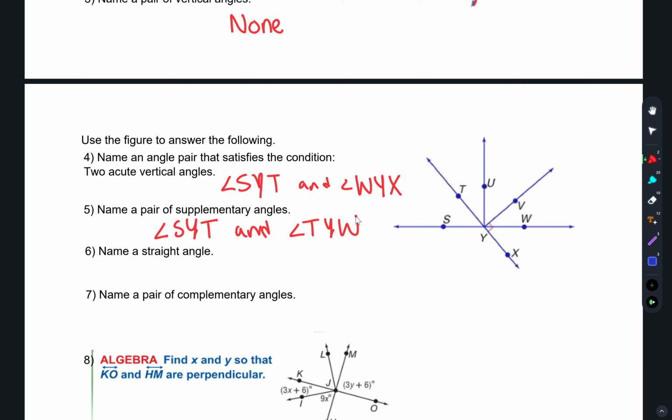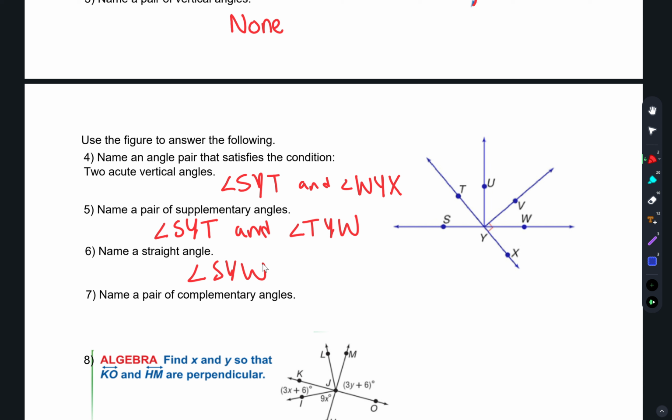Ooh, okay, straight angle. That's a definition that we saw yesterday. Do you remember what a straight angle is? Or can you give me one example of a straight angle on here? It's just one angle. Anna. Perfect. Angle SYW. Remember, a straight angle is just an angle that forms a straight line by itself. That angle by itself is 180 degrees.